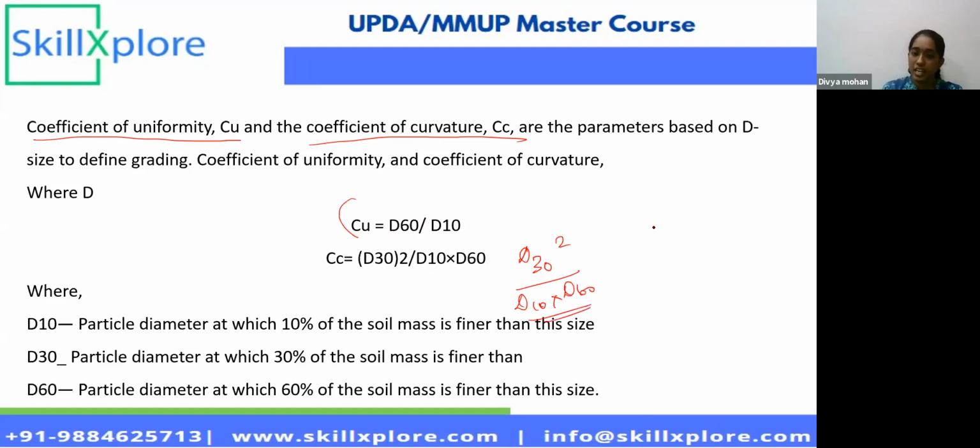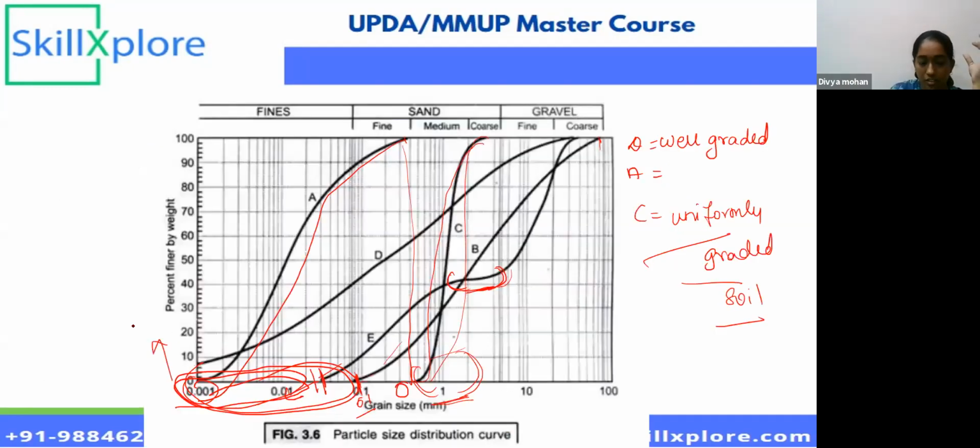D10, D30, D60 is nothing but the particle diameter at which the distribution of particles is 10% less than that size. For example, I'll tell you in this graph. We'll take this graph.